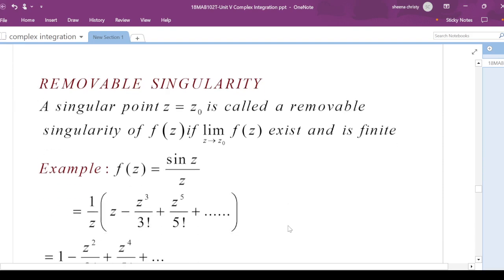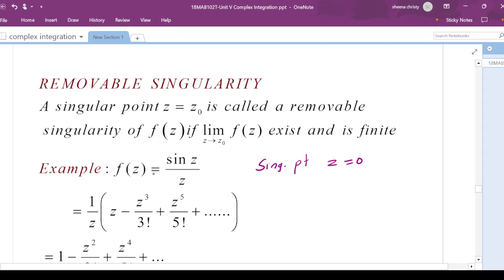So for example, consider this function sin z by z. What is the singular point for this? You have to equate the denominator to 0. So z equal to 0 is the singular point. Now we are going to check whether the singular point is a removable singularity or not.